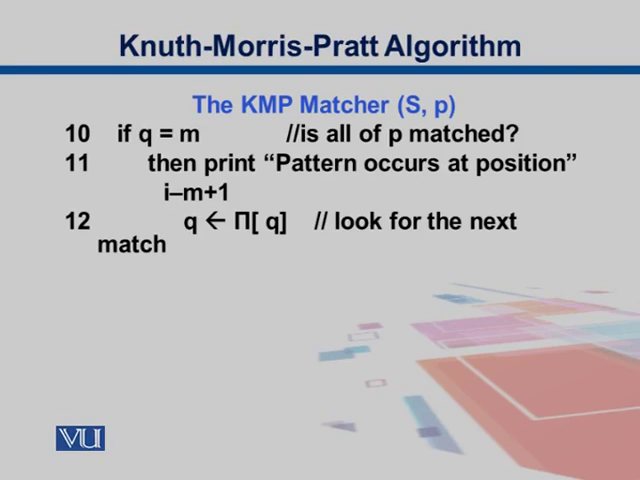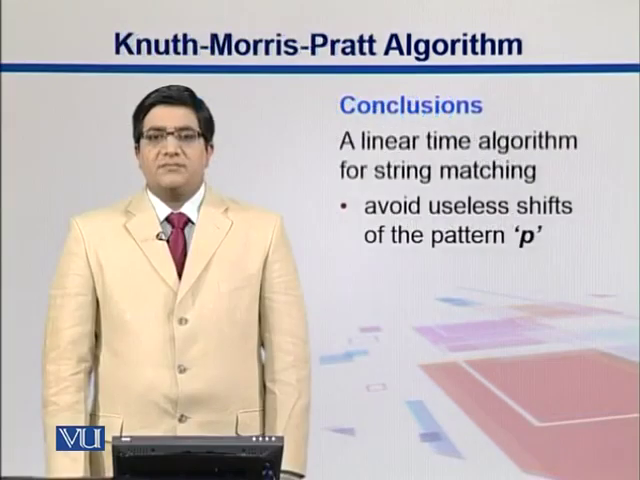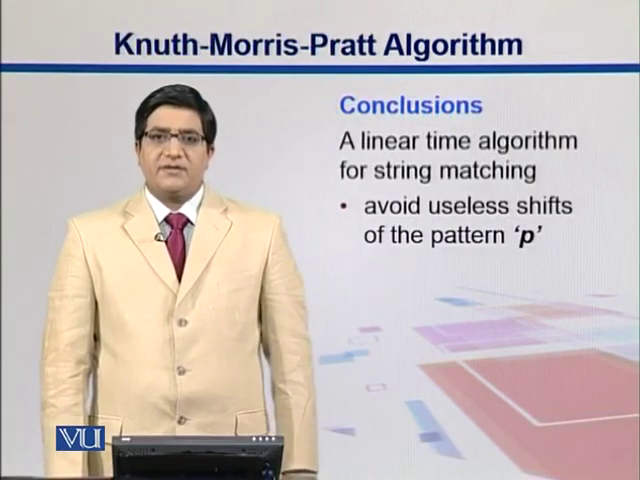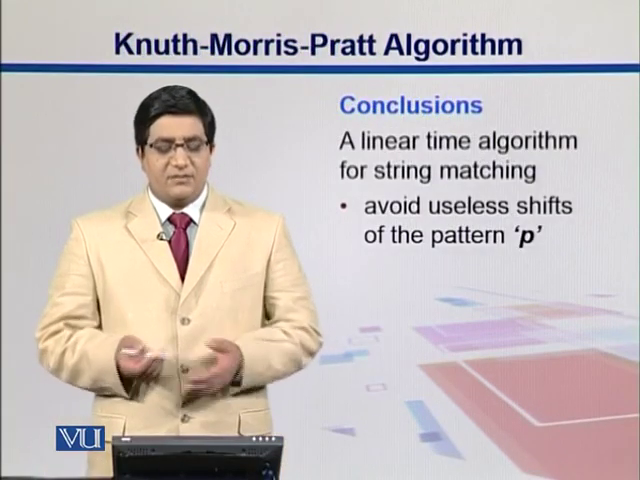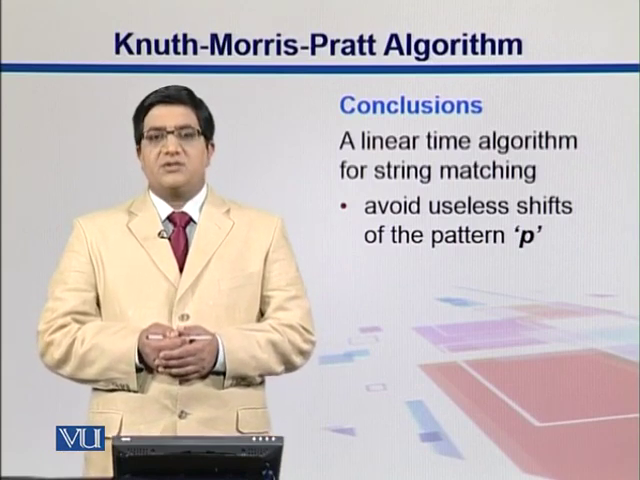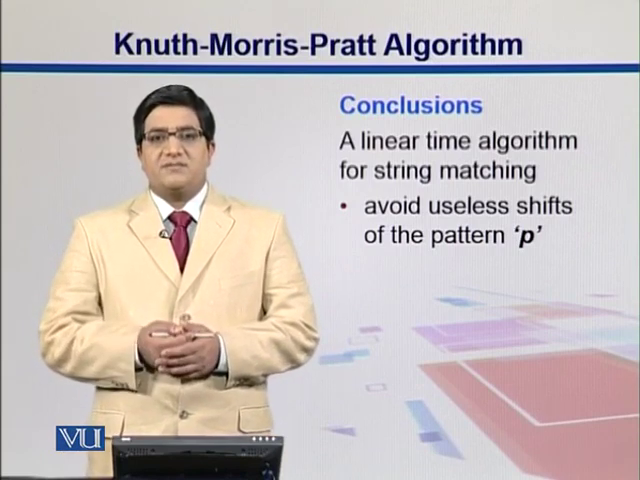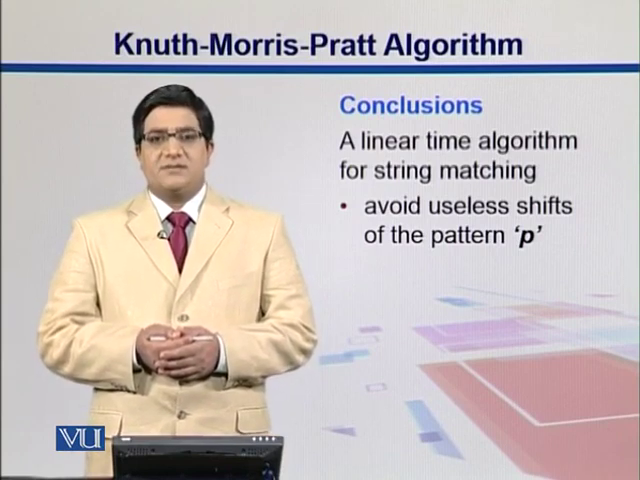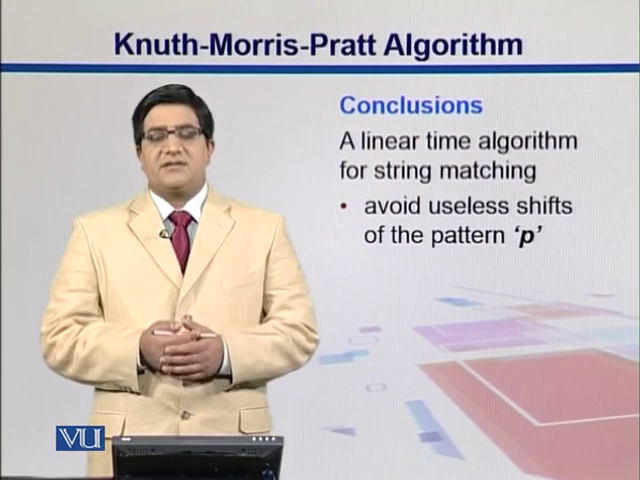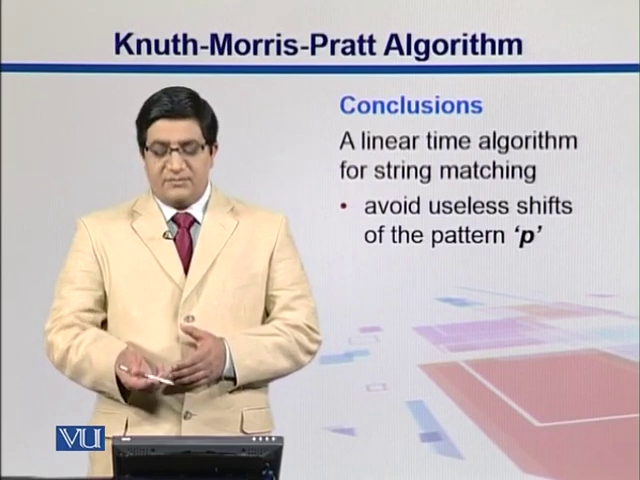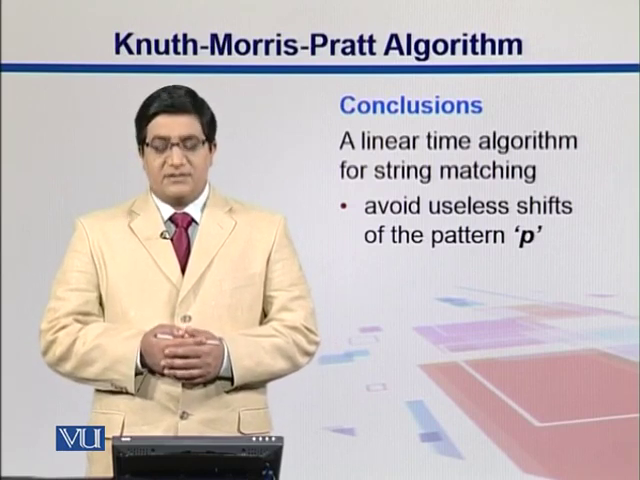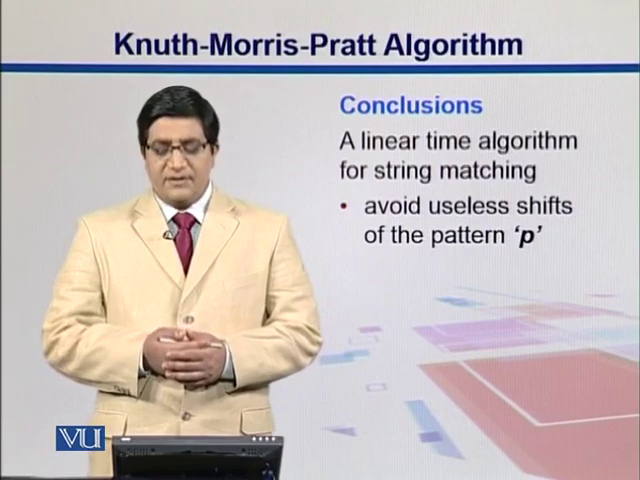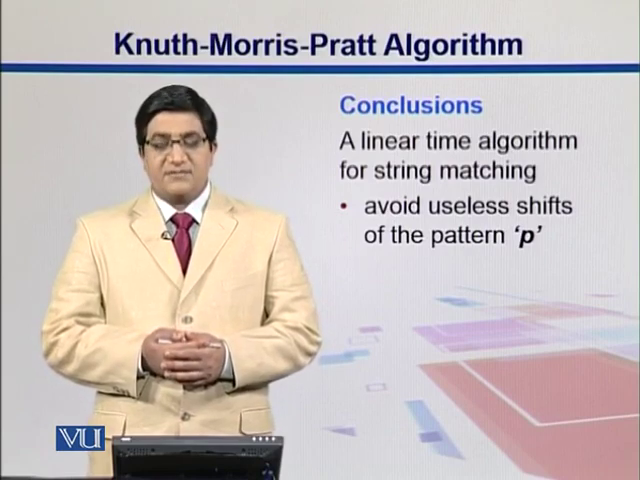You will understand once we run it. So let's look into the next sections, guys. In this section, we have taken just a general idea about how KMP works. There are two sub-algorithms. One is where we find a prefix function that helps us avoid backtracking and saves our time. Because of that, it is a linear time algorithm, and it avoids useless shifts of pattern P.